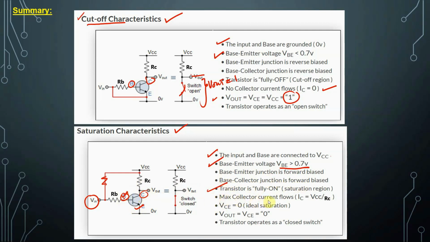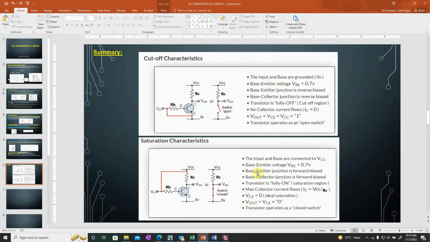The maximum collector current will be what? Equal to IC is equal to VCC over RC, maximum collector current. The VCE is equal to 0 because it is shorted here. This is VCE. VOUT is VCE. VCE equal to 0. Right? So it will be equal to 0. So 0 and 1. Right? When the switch is open, the output is 1. When the switch is shorted, the output is 0. Transistor operates as a closed switch. So these are the things. Now, let me do a PSpice simulation to further elaborate this scenario.